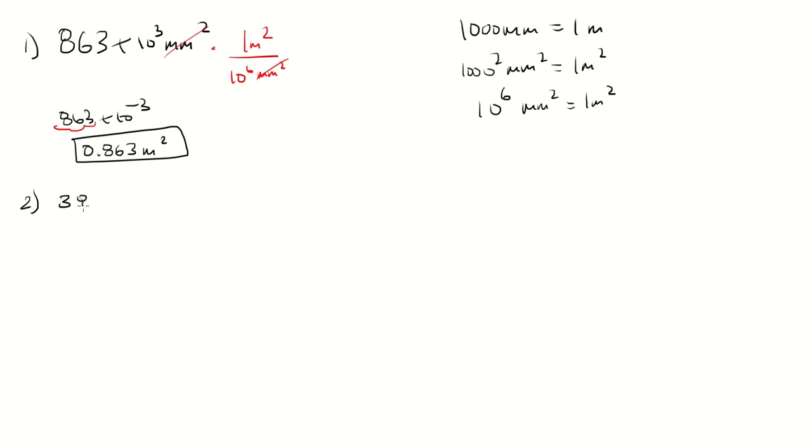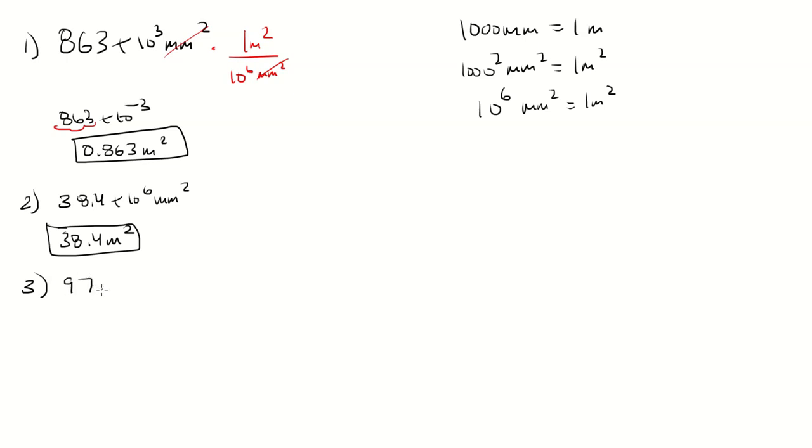Next example is 38.4 times 10 to the 6th millimeters squared. We know that 10 to the 6th millimeters squared is 1 meter squared, so we could just replace that with meters squared. So it's 38.4 meters squared.